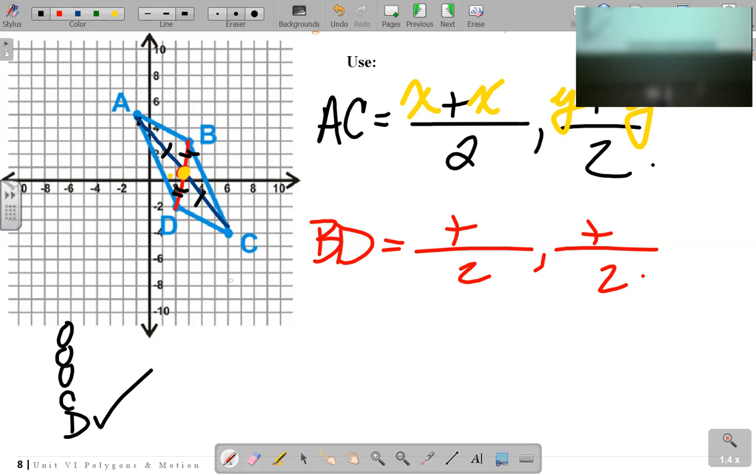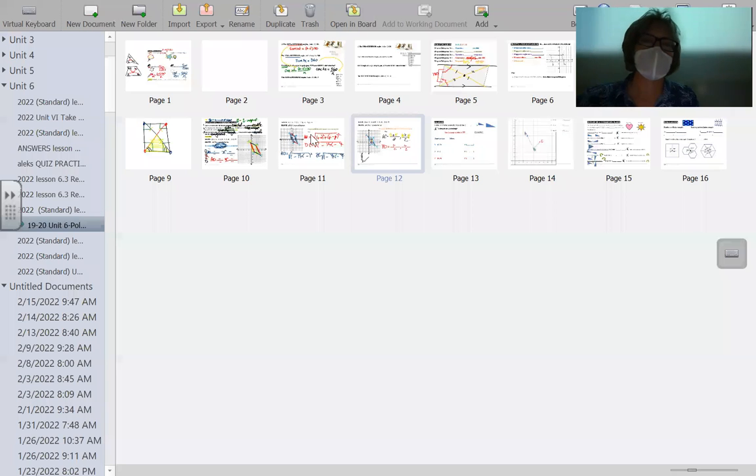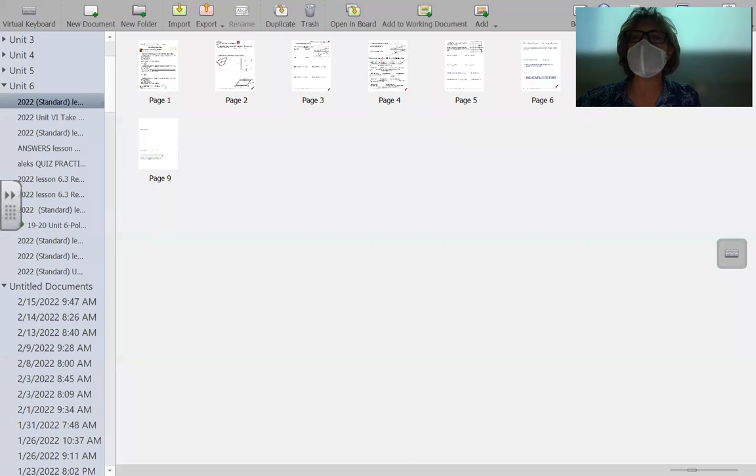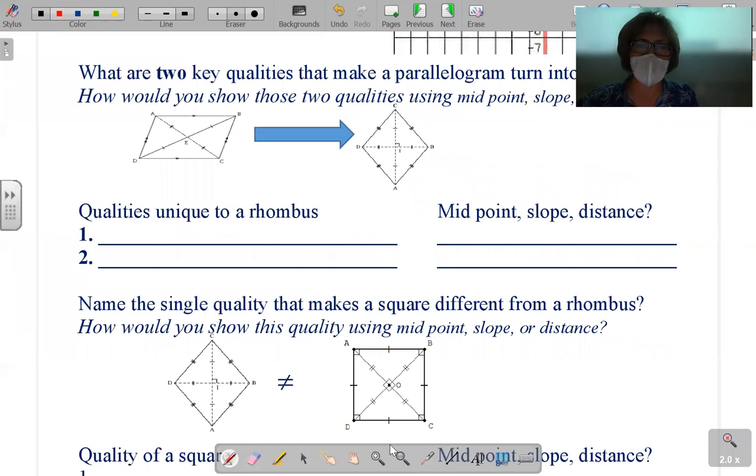When you're finished writing that down, go to page 7 in today's handout. Page 7, you are looking at this page right here.